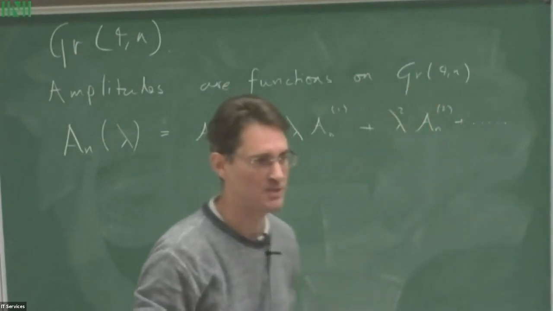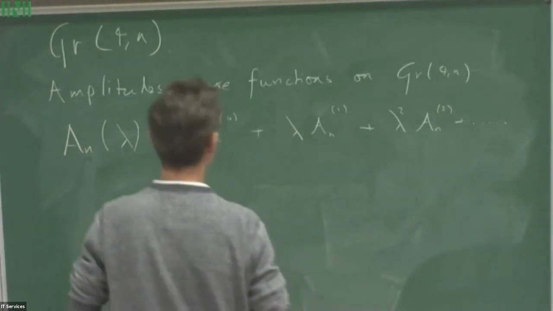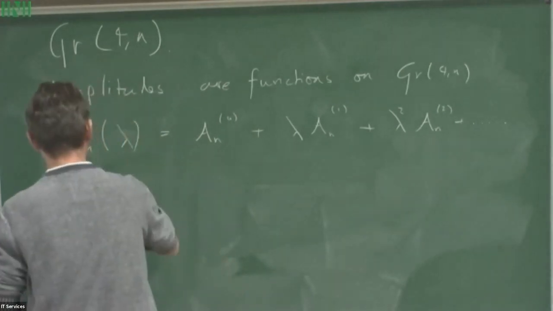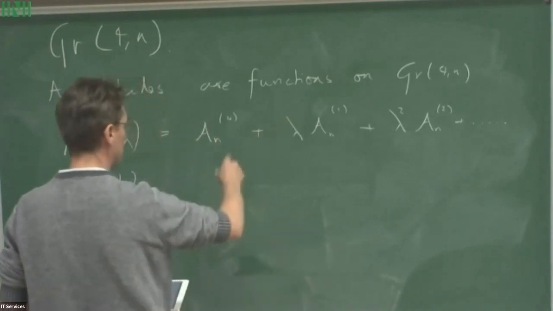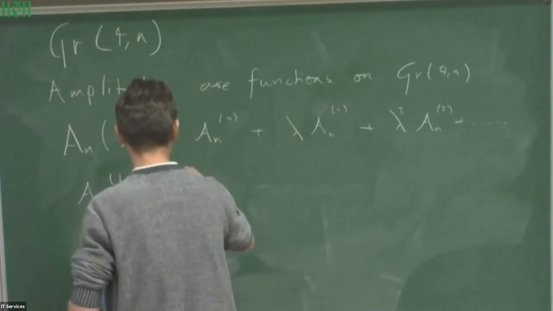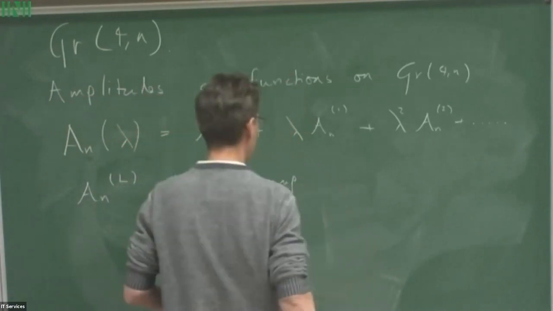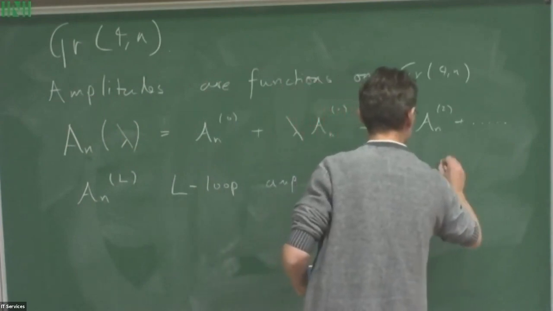So those were the loops that Anastasia was drawing in pictures in the previous talk. And if we take the coefficient at L loops, then the coefficient function is just a function on Gr(4,n). So this is the L loop amplitude, and it's a function on Gr(4,n).